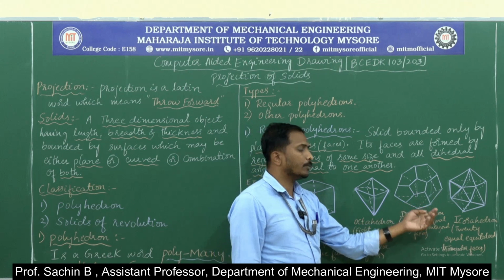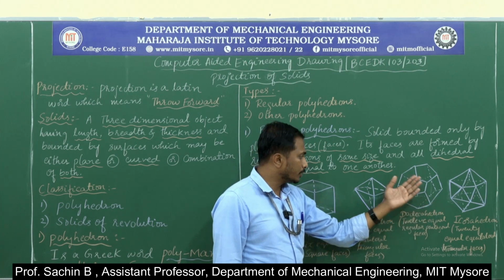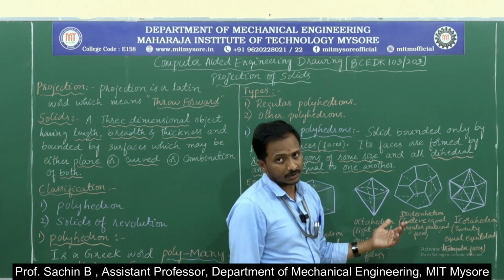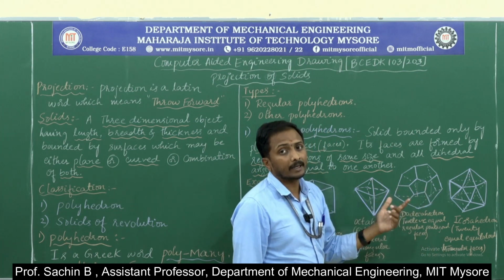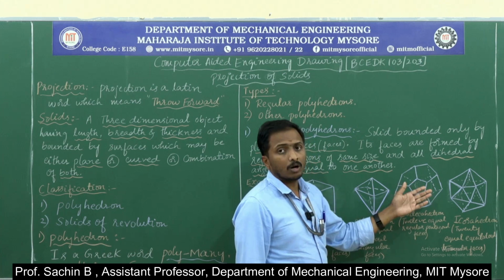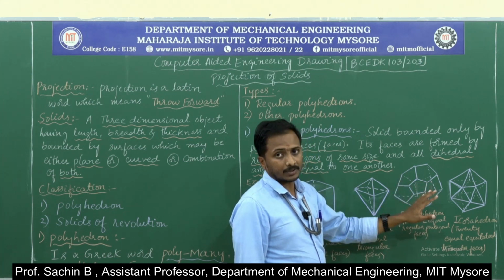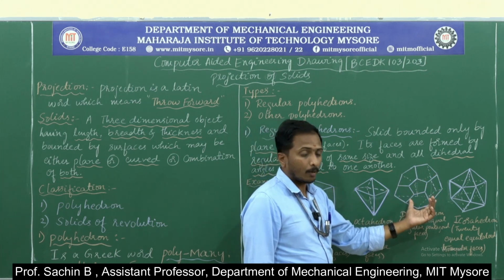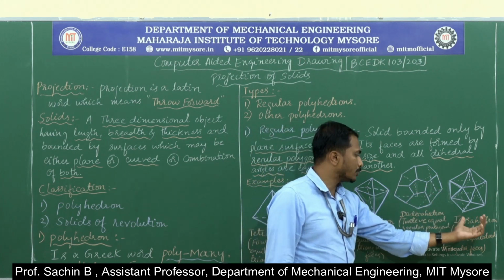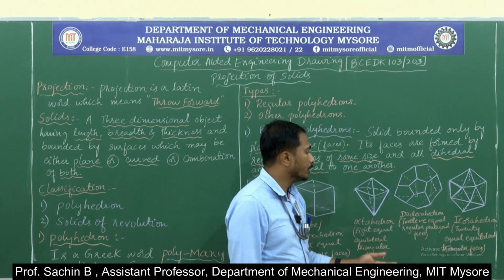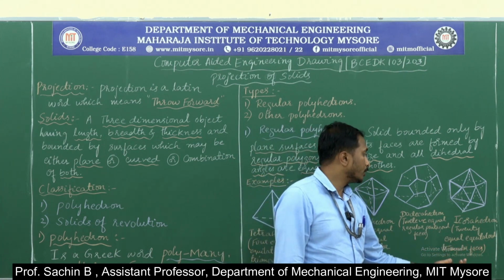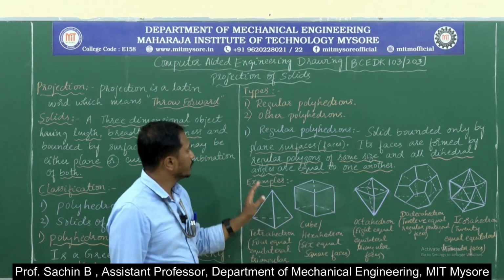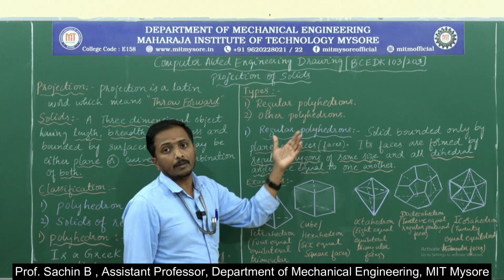Next, the dodecahedron. When it comes to the dodecahedron, we have 12 equal regular pentagonal faces. Here there are no other shapes present. Because of that we are calling them regular polyhedrons. Next we have the last one, the icosahedron, which has 20 equal equilateral triangular faces. These are the 5 examples which come under the regular polyhedrons.